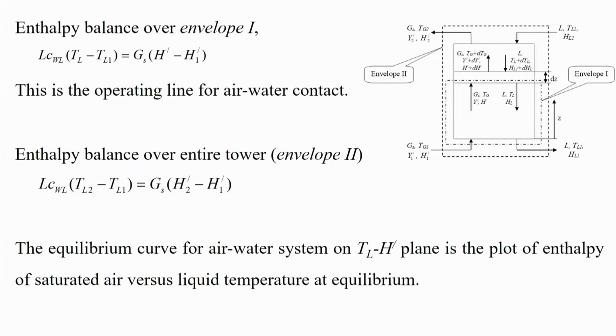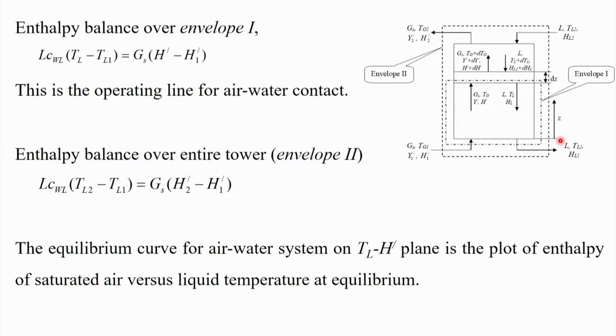So, we will be keeping this one as the operating line. Now, we will be taking this entire envelope, the total cooling tower, into consideration. Say this air is entering from the bottom, and this moist air will be leaving from the top. Then the hot water will be entering from the top, and the cold water will be leaving from the bottom of this cooling tower.